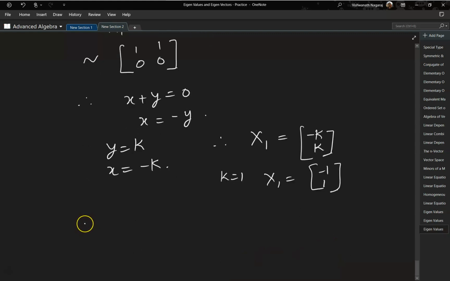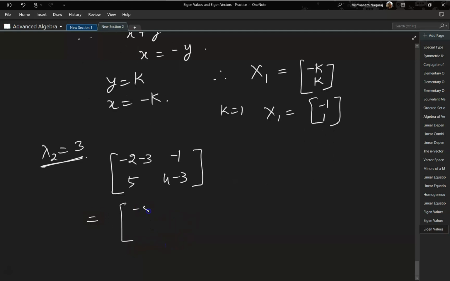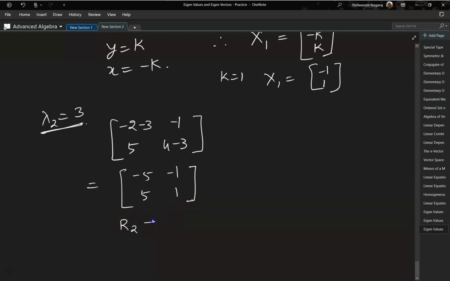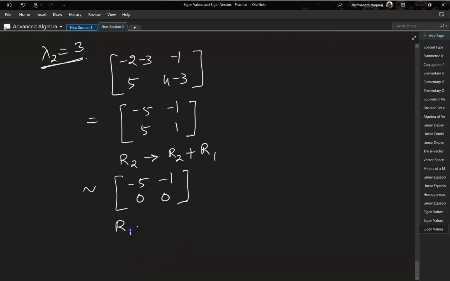Okay. Now, similarly, lambda 2 equal to 3. Now what do we do? Again, minus 2 minus 3, minus 1, 5, 4 minus 3, which gives us minus 5, minus 1, 5, 1. So here we can say R2 plus R1. Yes. So the equivalent matrix would be minus 5, minus 1, and this will become 5 plus minus 5, 0, 0. And we can say R1 divided by minus 1. So the equivalent would be 5, 1, 0.